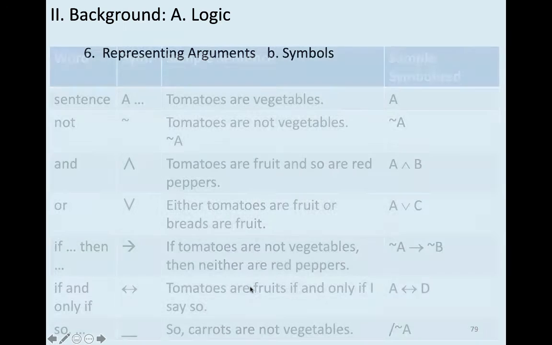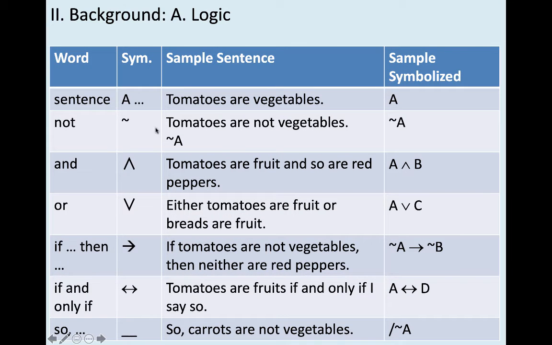We're not going to worry so much about that. I'm not going to walk through this entire sheet. It's here for you to look at. Basically, it's just showing you how this works. So if the letter A stands for tomatoes are vegetables, then not A stands for tomatoes are not vegetables. If the letter A stands for tomatoes are fruit and the letter B stands for red peppers are fruit, then you could write A and B, to indicate tomatoes are fruit and red peppers are fruit. And so on down the list here. You can pause and look through the list and see how you would write various propositions.